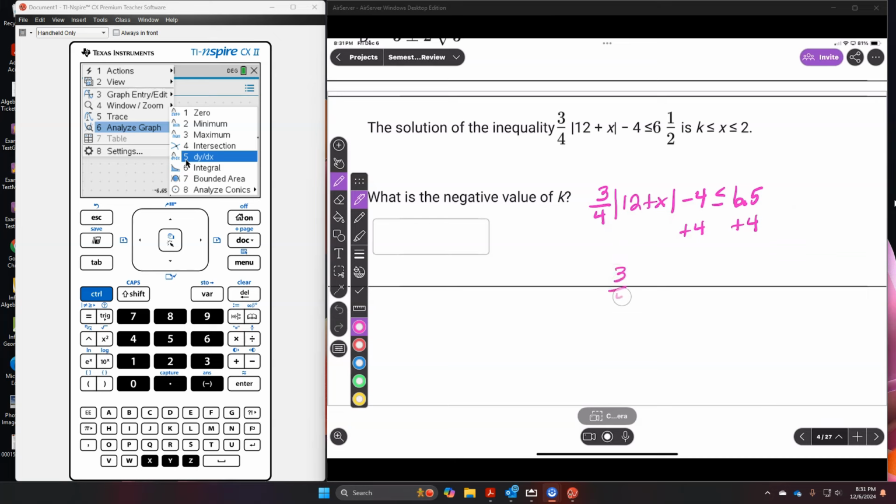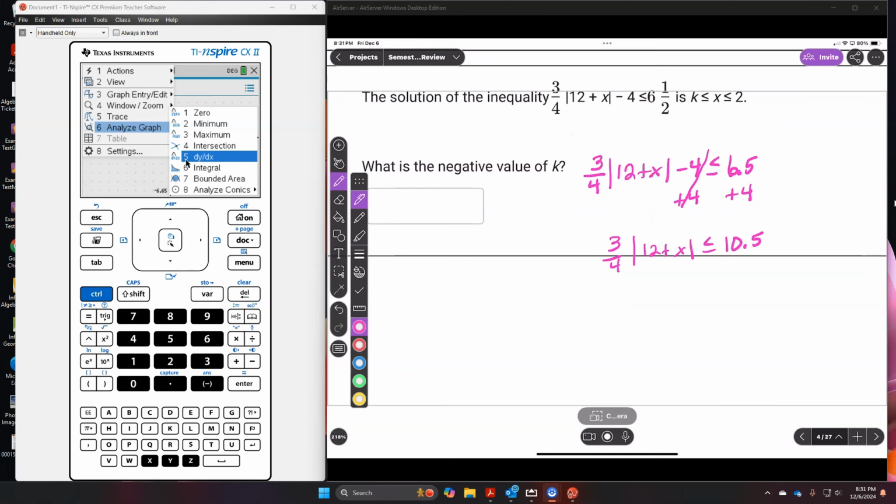So you have 3 over 4, and then you have the absolute value of 12 plus x. Negative 4 plus 4 is 0, so you have less than or equal to 6.5 plus 4, which is 10.5. So now you have a fraction, 3 over 4. If you want to make it into a decimal, make it into a decimal. So you have 0.75, absolute value of 12 plus x is less than or equal to 10.5. So if you want to divide by 0.75, you can.